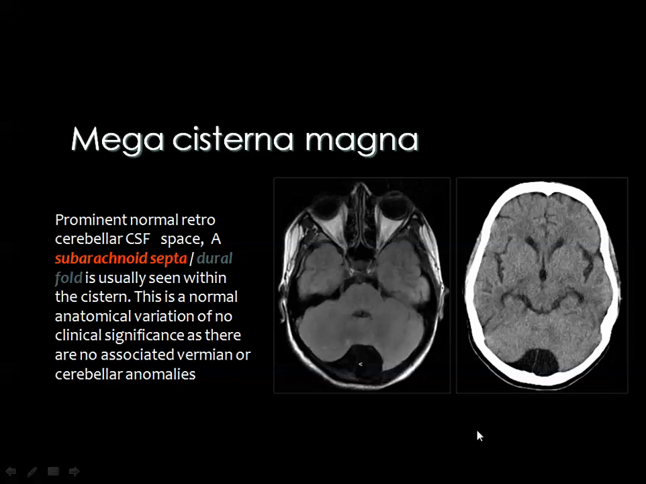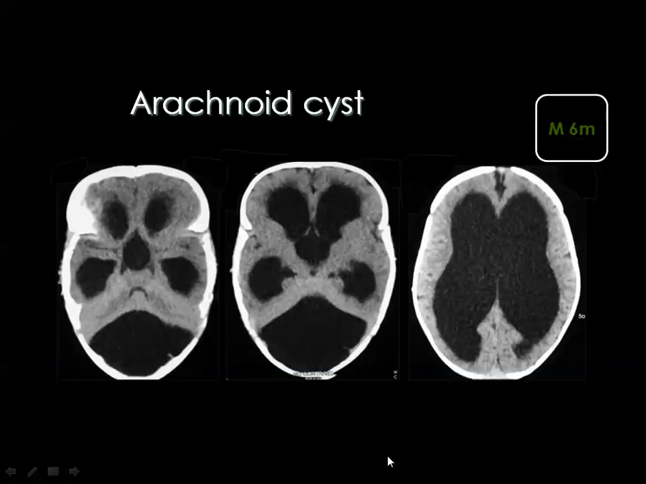One of the helpful diagnostic criteria for megacisterna magna, separating it from the rest of the posterior fossa abnormalities, is the presence of internal septations, which are known as subarachnoid septa or dural folds. This is not present in the Dandy Walker or its variant or the posterior fossa arachnoid cyst, as I will mention. Then this is the arachnoid cyst.